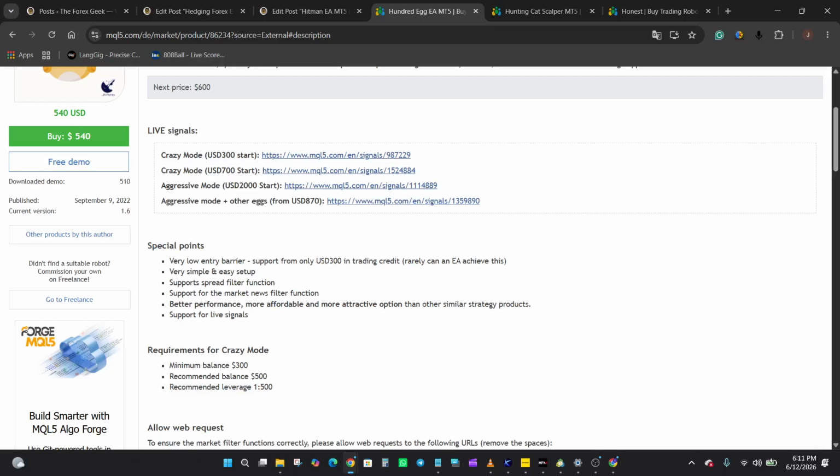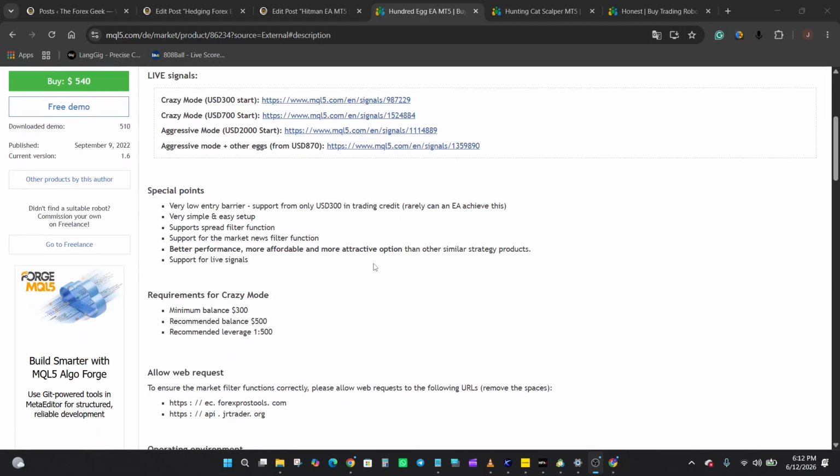Now, let us move into the backtesting section. According to the marketplace information, backtesting should only be performed on the recommended M15 time frame, and the default settings can be used for testing. The developer also notes that different trading mode configurations can be tested by adjusting the relevant parameter.